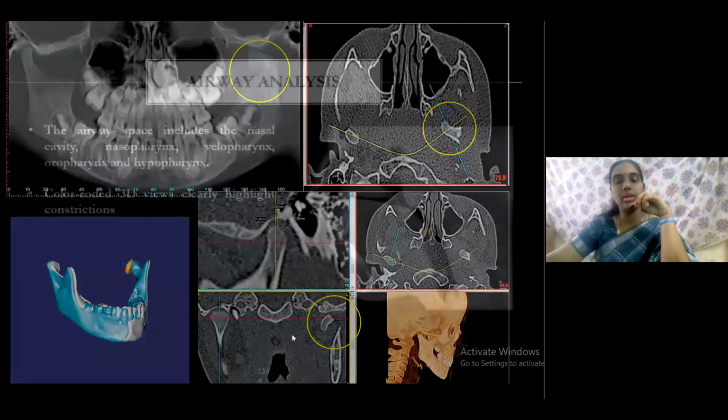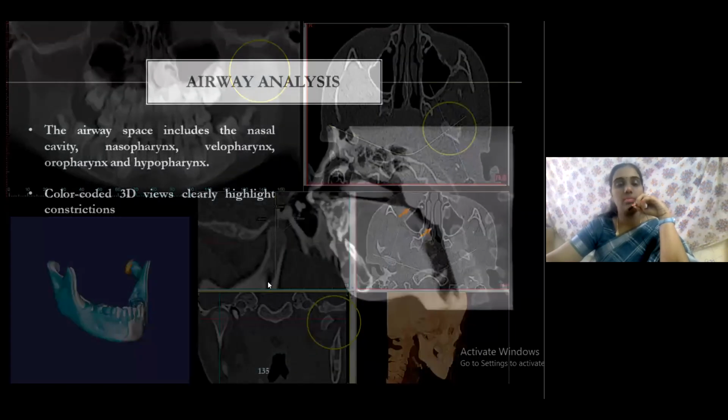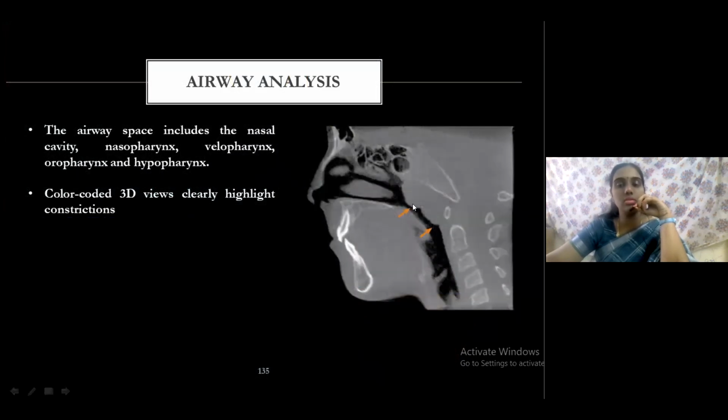Next, coming to the airway analysis. Mainly you have to check for the tonsils and adenoids, or as a pre-assessment before an orthodontic surgery. So this is the nasopharynx, oropharynx, and the velopharynx, where you could see this space here, this is the airway space, whether it is constricted or not. So to check for constrictions, you can take a CBCT.